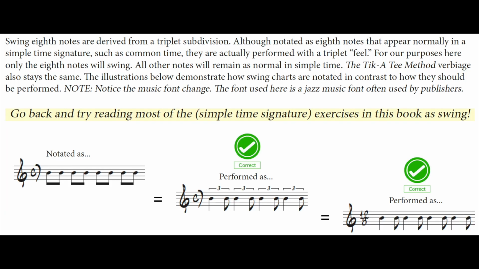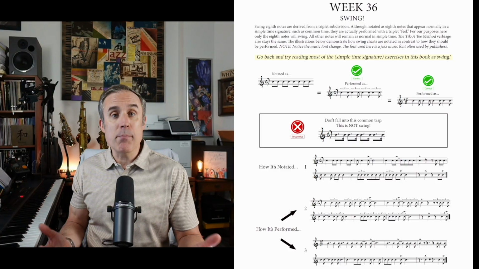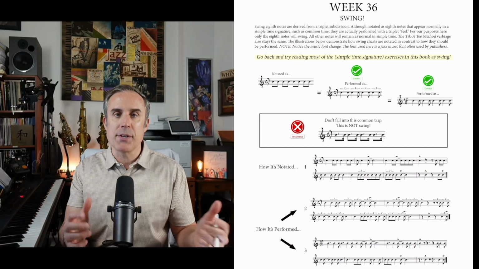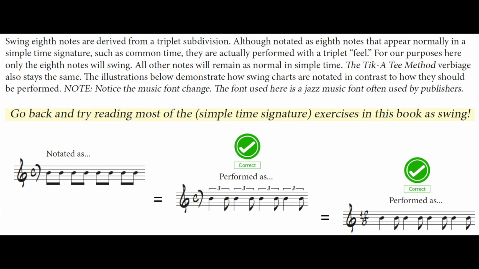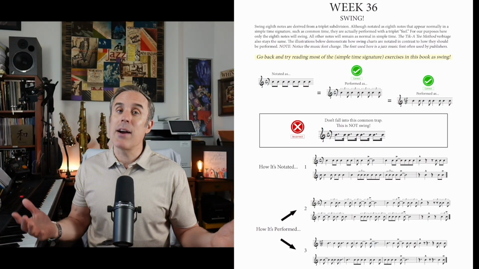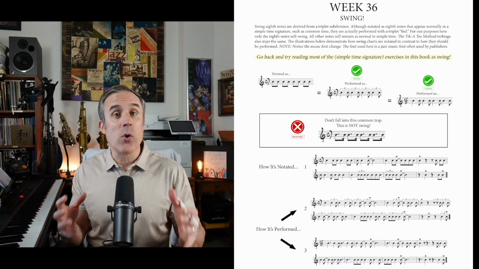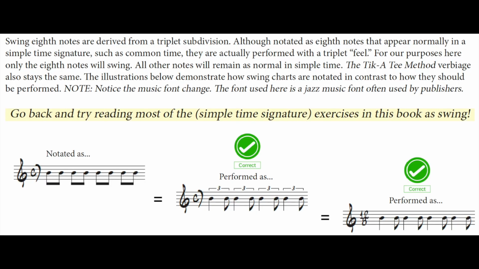Swing eighth notes are derived from a triplet subdivision. So that implies that swing eighth notes are actually a borrowed division from compound to simple. We'll talk about that in a minute. Although notated as eighth notes that appear normally in a simple time signature, such as common time, they are actually performed with a triplet feel. For our purposes here, only the eighth notes will swing. In Book 2, for example, I've got an entire week dedicated to swing 16th notes. But for week 36, only the eighth notes will swing. All other notes will remain as normal in simple time.